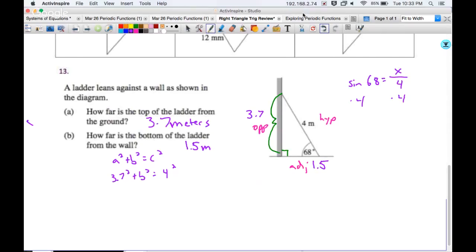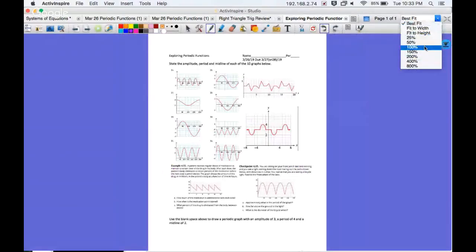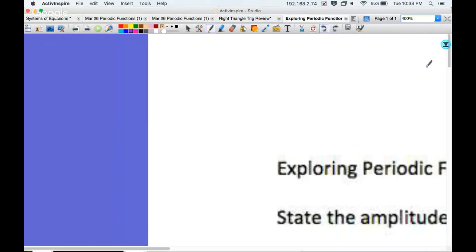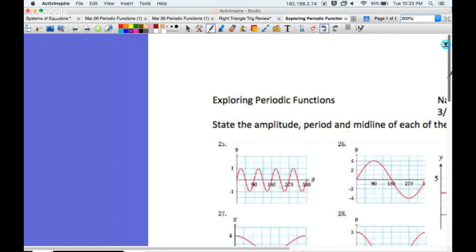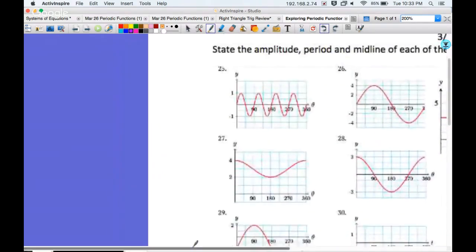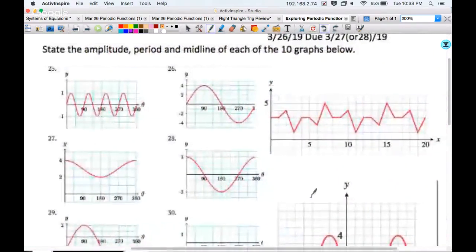All right, on to the other side, which has all of our nice sine waves and other kind of wacky looking periodic functions. Worked really hard on finding all of those. Hopefully you appreciate the variety here. State the amplitude and period and midline of each of the 10 graphs below. Just start with this one right here.